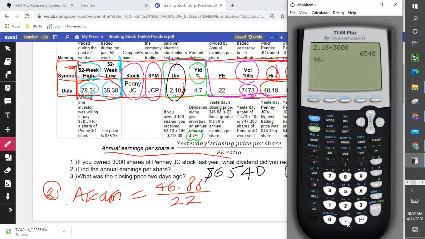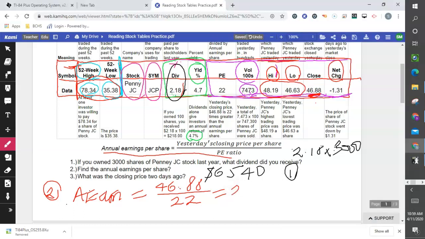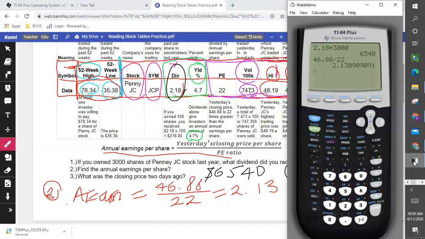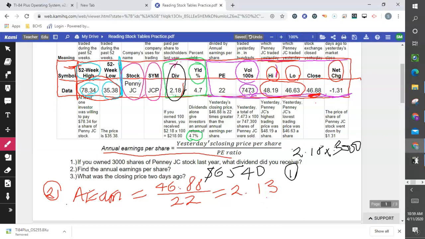We'll go 46.88 divided by 22, which is about 2.13. So 2.13 is the annual earning. What does that mean? That comes to what PE is. PE is the yesterday's closing price, which is 22 times this amount. It's 22 times greater than the annual earning.